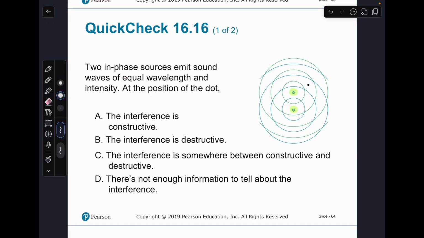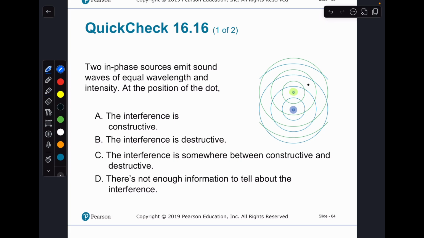Okay, let's make this one blue. So the blue circles represent the peaks of the sine wave. The green circles represent the peaks of that sine wave. And directly in between, you have the troughs. So the question is, what is the interference condition at the location of the black dot?